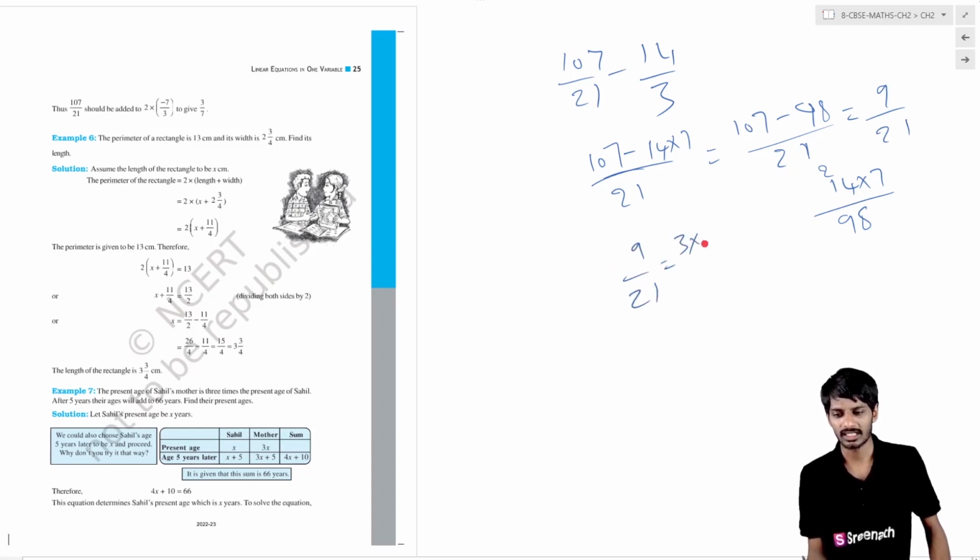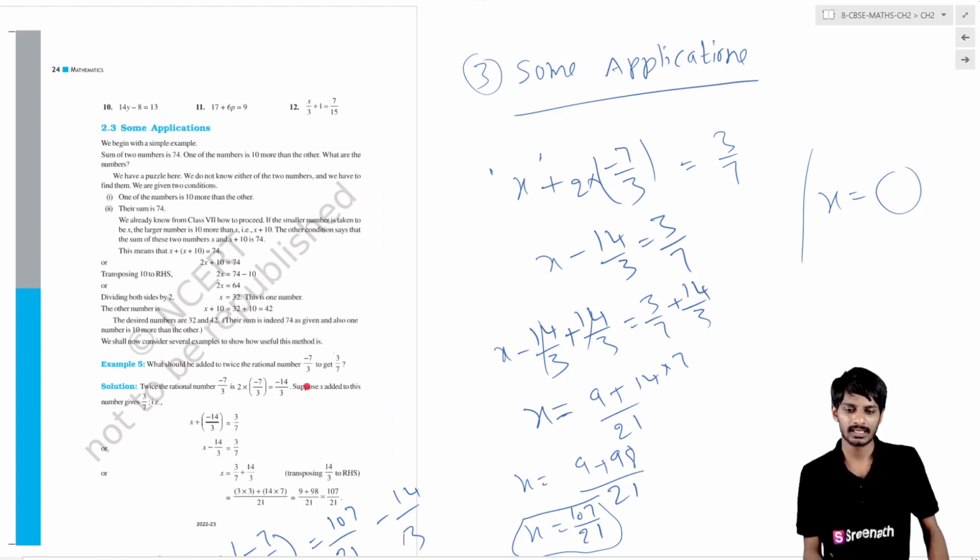So it can be written as 3 into 3 over 7 into 3. If you cancel both 3 and 3, the final answer is 3 by 7. So it must be on the right side. If you see on the right side, here it is 3 by 7. So it is solved. So in this way you can check your answer also.